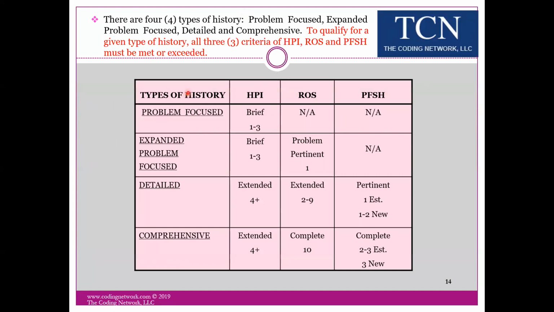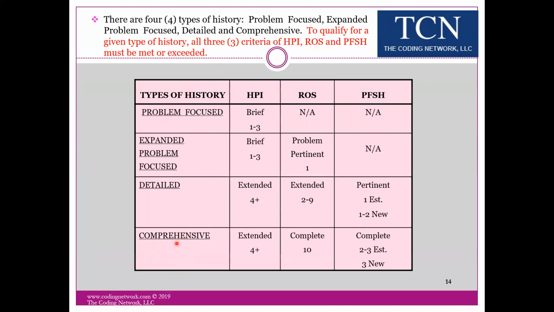So let's take a look at the history. Remember, to qualify for a given type of history, all three criteria of HPI, review of systems, and past, family, and social must be met or exceeded. So what does that mean exactly? Let's take the comprehensive history.